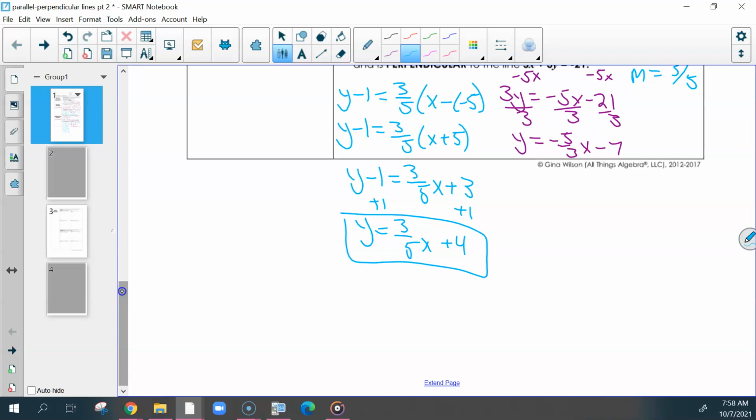So that process is probably the most you'll have to do with parallel and perpendicular lines if you have a perpendicular equation and it's not in slope-intercept form. Before I let you guys practice, do you have any questions?